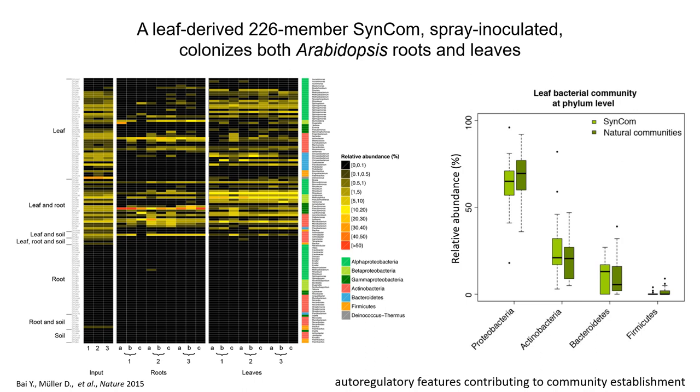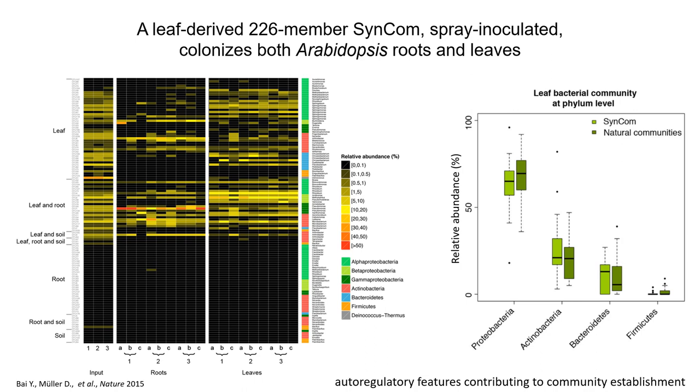An unexpected observation was that when we harvested roots from these leaf-inoculated Arabidopsis plants, a subset of these leaf-derived bacteria ectopically colonized the root by an unknown mechanism. There's downward migration of these leaf-inoculated bacteria to the root. We can do the reciprocal experiment, inoculate a defined community from roots to roots, and then we can also see that a subset of these bacteria by upward migration can ectopically colonize the leaf.